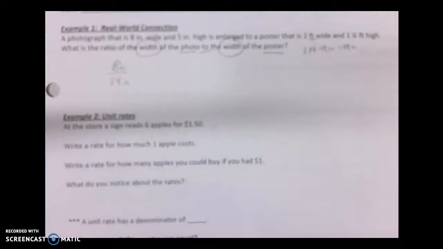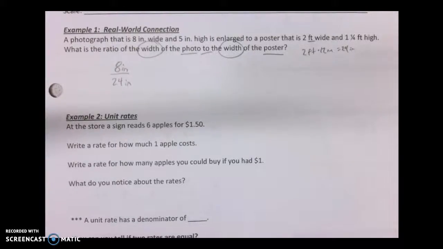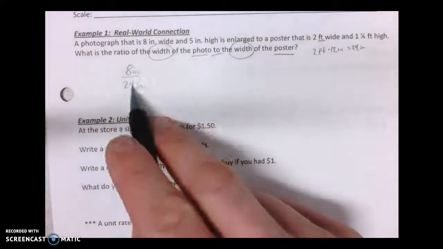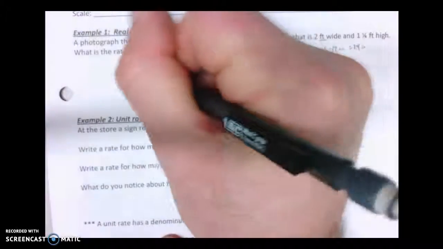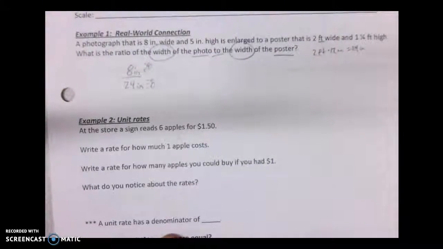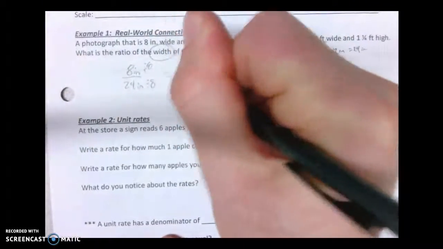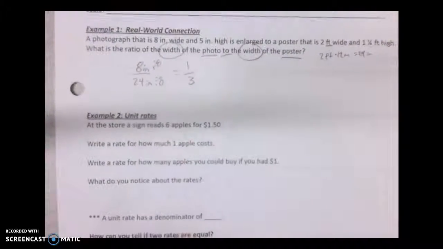So 8 over 24 is now our ratio that we're comparing. We can reduce this, and we should reduce this. So 8 fits into 8 and into 24, so we divide the top and the bottom by 8. And then we end up getting 1 over 3.